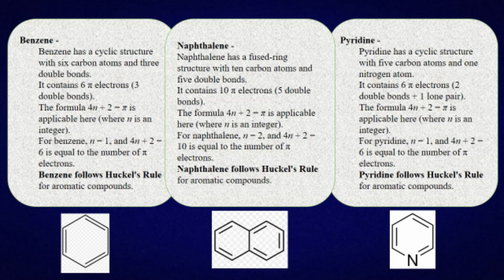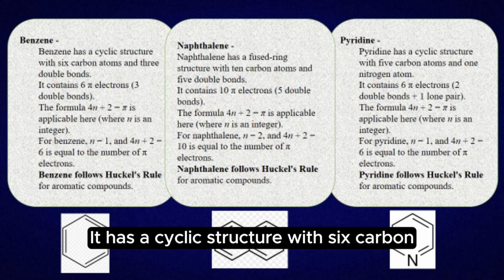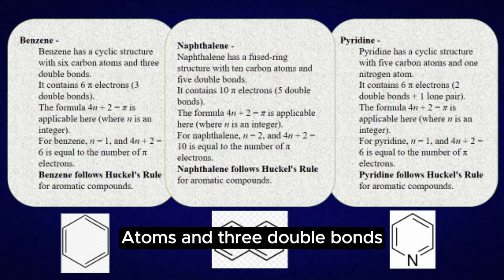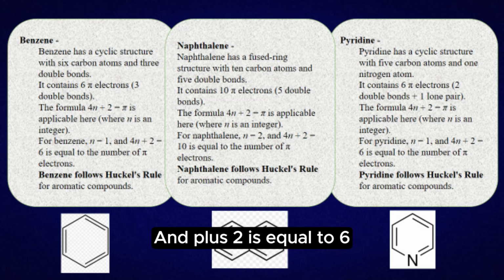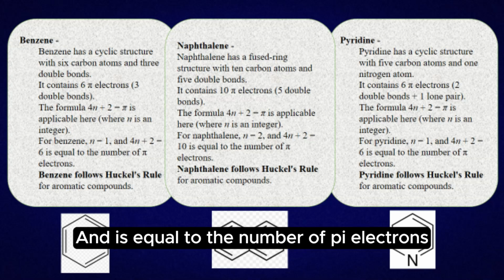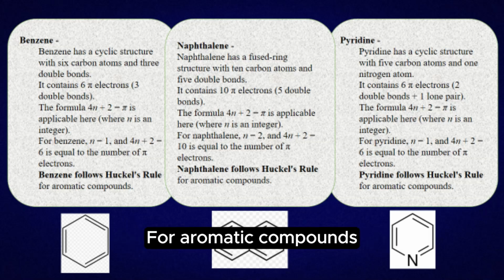First, benzene. As you can see in the picture at the bottom, it shows benzene. It has a cyclic structure with 6 carbon atoms and 3 double bonds. So, it contains 6 pi electrons, which means 3 double bonds. The formula 4n plus 2 equals pi electrons is applicable here. N, we call it an integer. For benzene, n equals 1, and 4n plus 2 is equal to 6, which is equal to the number of pi electrons. Therefore, benzene follows Huckel's rule for aromatic compounds.